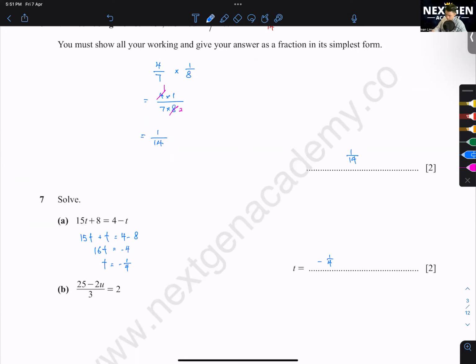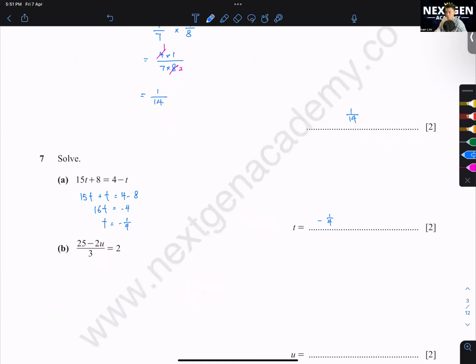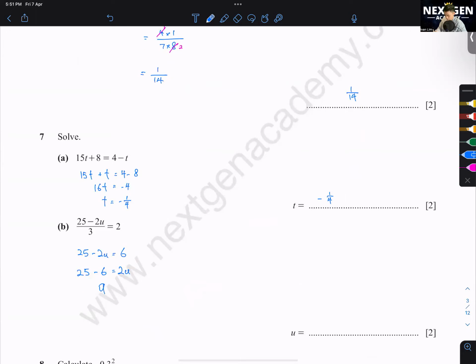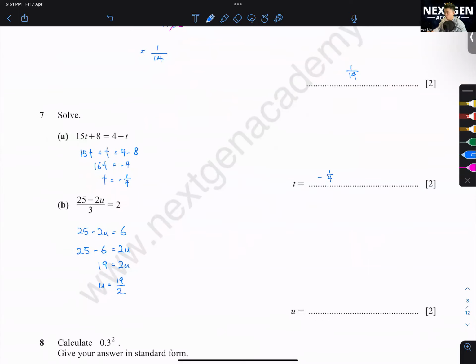Next one. 25 minus 2u/3 equals to 2. Okay, we multiply the whole thing by 3 first. This will become 6. Then here, 25 minus 6 equals to 2u. 19 equals to 2u. U equals to 19/2. So you can write it as 19/2 or 9.5 also can. Okay, up to you.